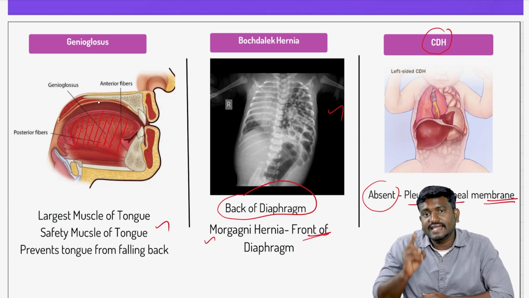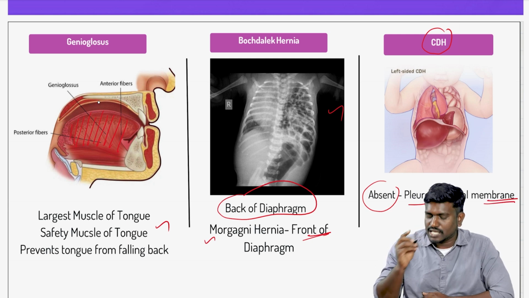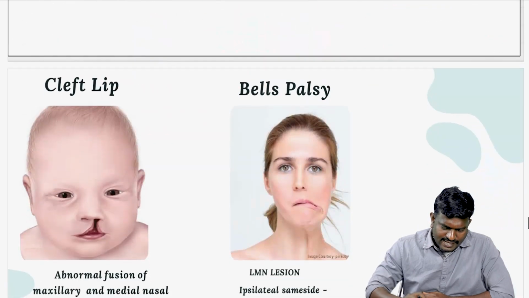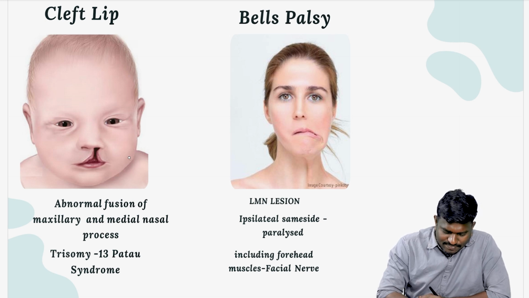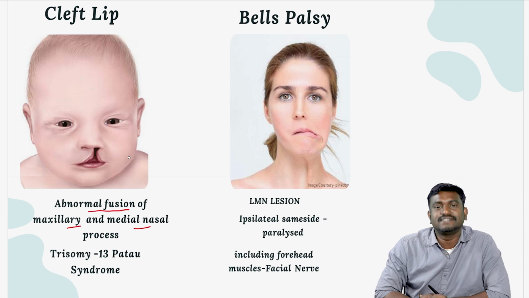Pleuroperitoneal membrane. CDH is due to absence of pleuroperitoneal membrane. Good. Next, look at the image here. This is going to be what? Cleft lip. Yes. We can see the abnormal fusion of what? Maxillary and the medial nasal process.